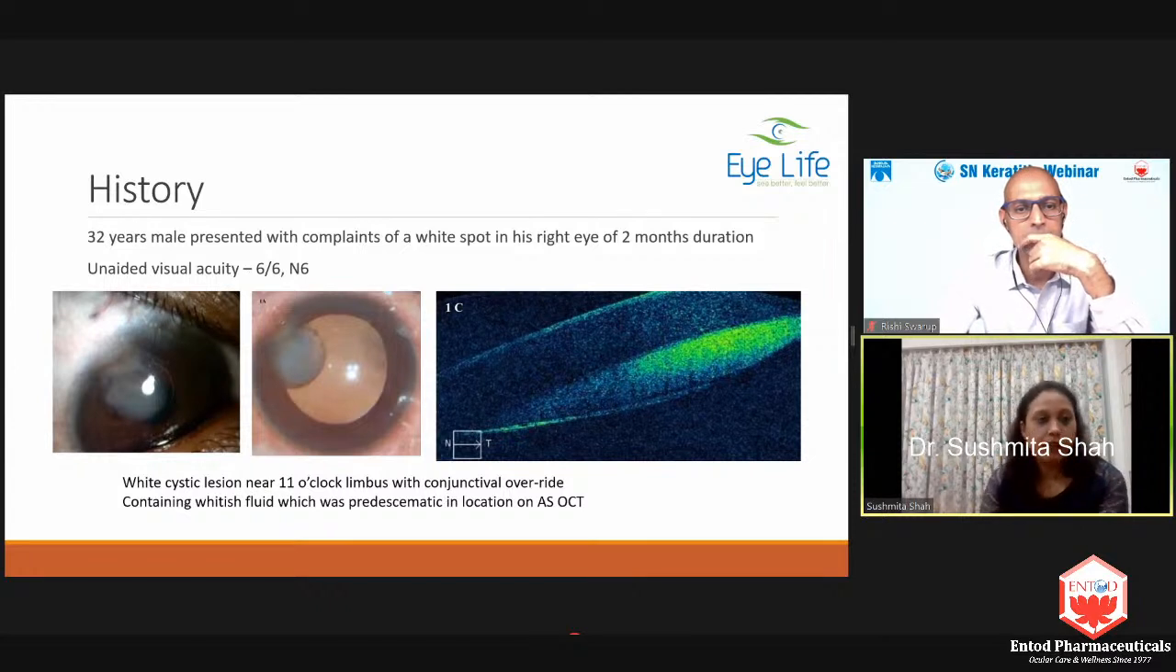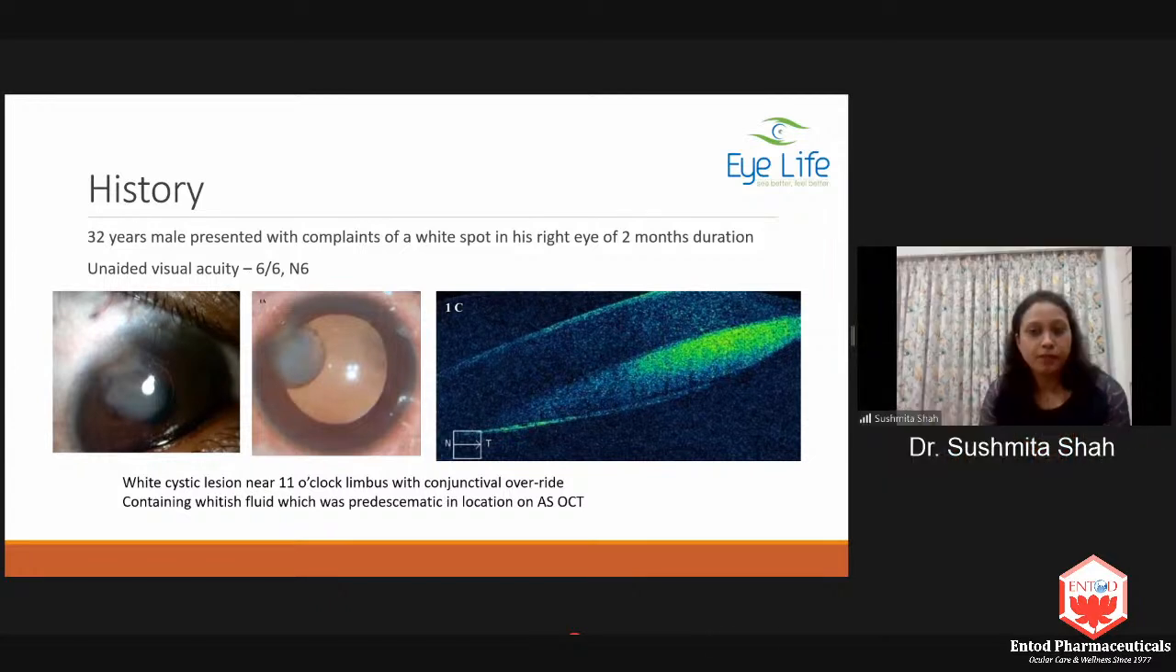So this was a young male who came with a white spot of 2 months duration and had 6/6 visual acuity. On slit lamp examination, we saw a white cystic lesion near the 11 o'clock limbus with a conjunctival override. The lesion contained whitish fluid and was noted to be predesmetic in location on anterior segment OCT. The patient had presented 6 months before, but since we had not seen the patient at that point in time, we decided to retrieve his old images from the photography system.